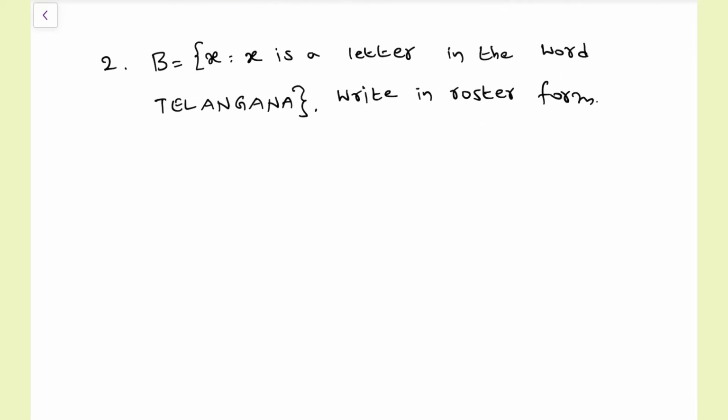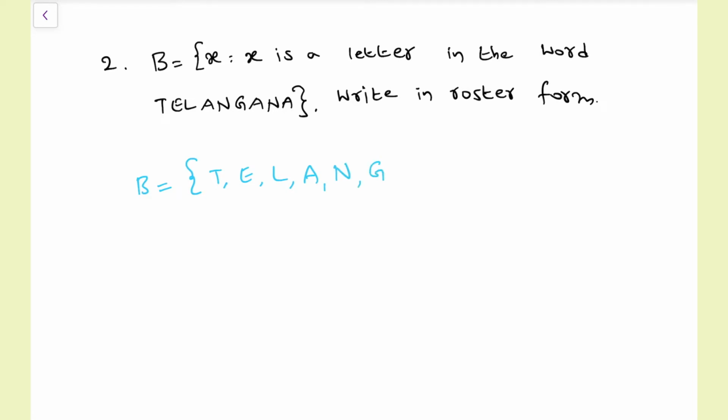Question number 2. Set B equals to {x such that x is a letter in the word Telangana}. Write in roster form. So, set B equals to, roster form is nothing but we need to write all the elements. So, in the word Telangana, all the alphabets we need to write: T, comma, E, comma, L, comma, A, comma, N, comma, G.